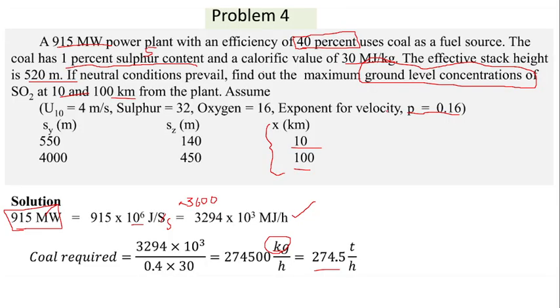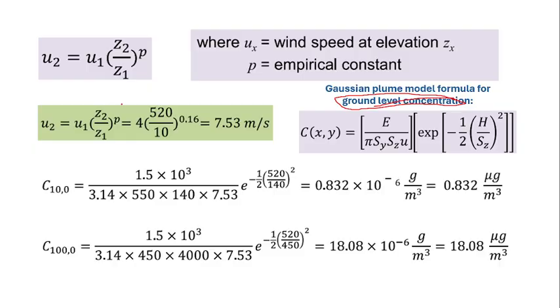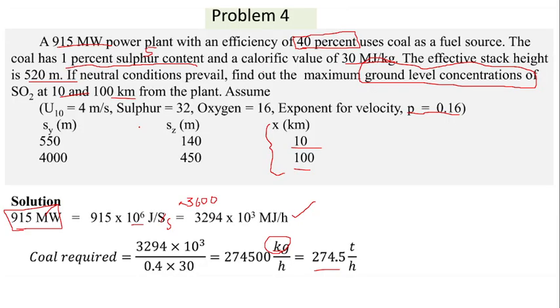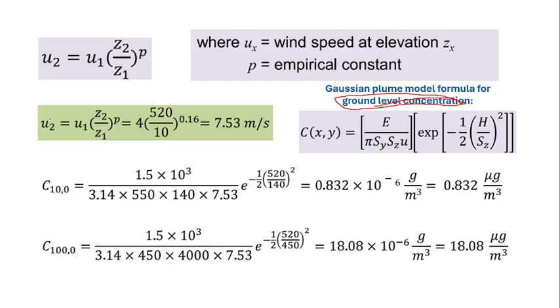Once again, we need all the data. So the effective stack height is 520 meter. We are going to find the SO2 concentration at 10 and 100 kilometer. So at the distance of 10, the velocity is 4 meter per second. It is mentioned in the question. So we need to find the wind speed at the height of 520.